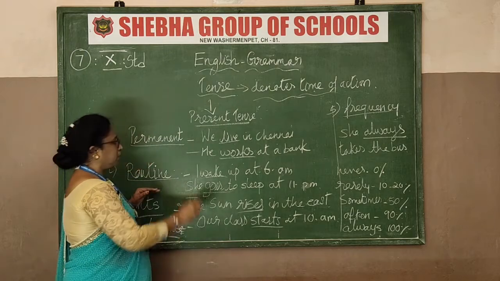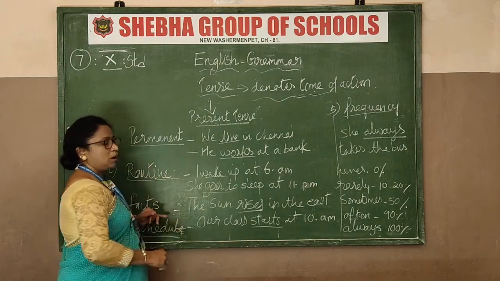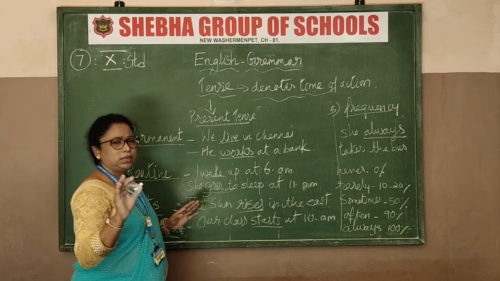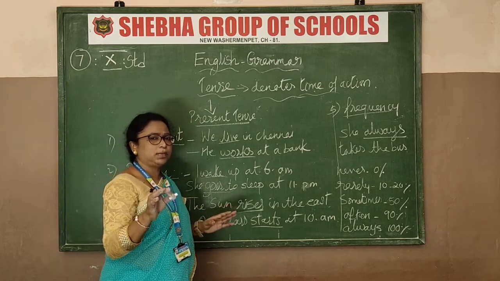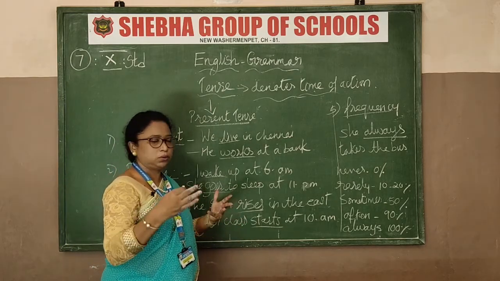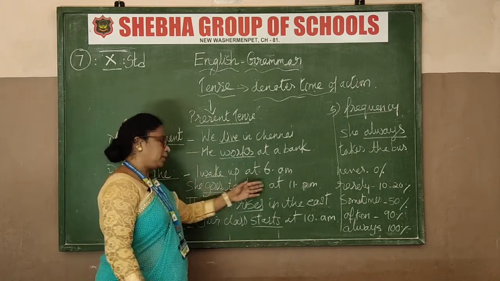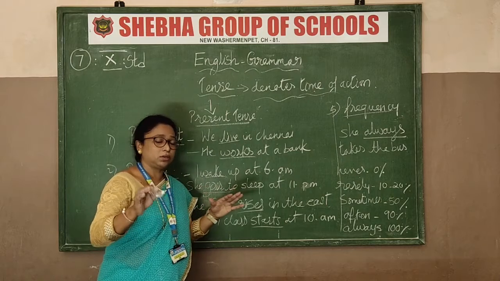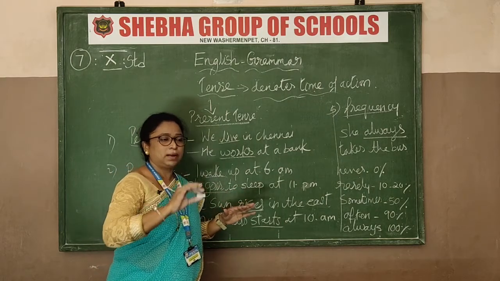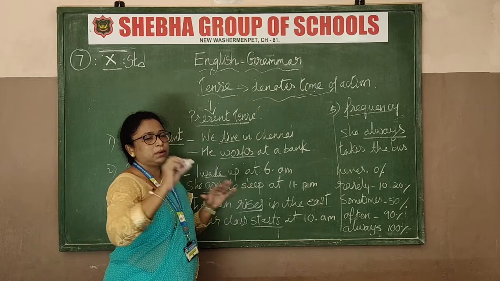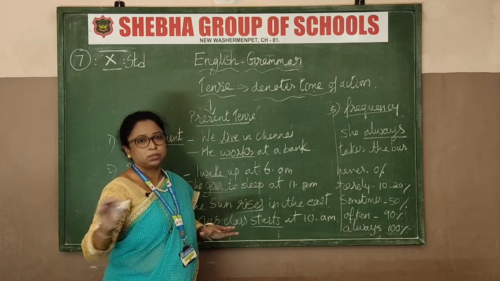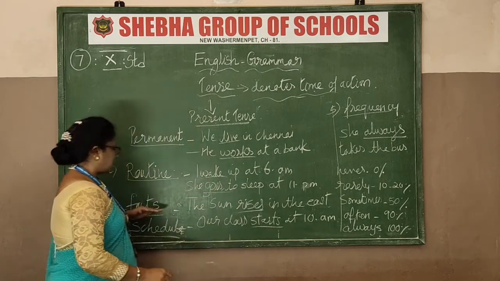Okay, next is routine. Permanent is another one. Now next is routine. What is the routine work? Every day, what time you get up, what time you sleep, that is routine, no? Every day whatever you do. So I wake up at 6 o'clock and then she goes to sleep at 11. That is your routine, not schedule. Every day I wake up at so-and-so time, then at so-and-so time I sleep. That is your routine.